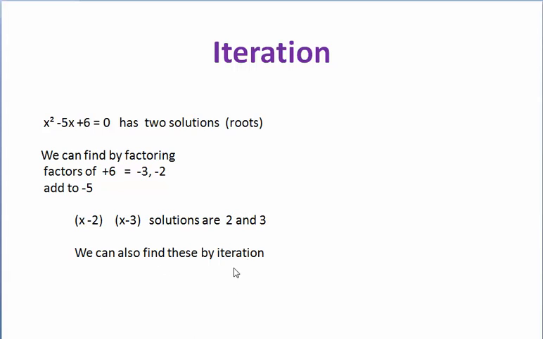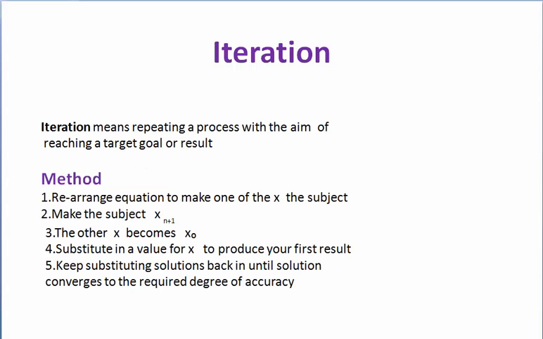We can also find these by iteration, and this is another method that we can use to find a solution. It works a bit like trial and error, but it's a bit more mathematical. And this is how we do it. Iteration is a repeated process with the aim of reaching a target, goal or result. The method is to rearrange the equation to make x the subject. So we take x onto one side and rearrange.